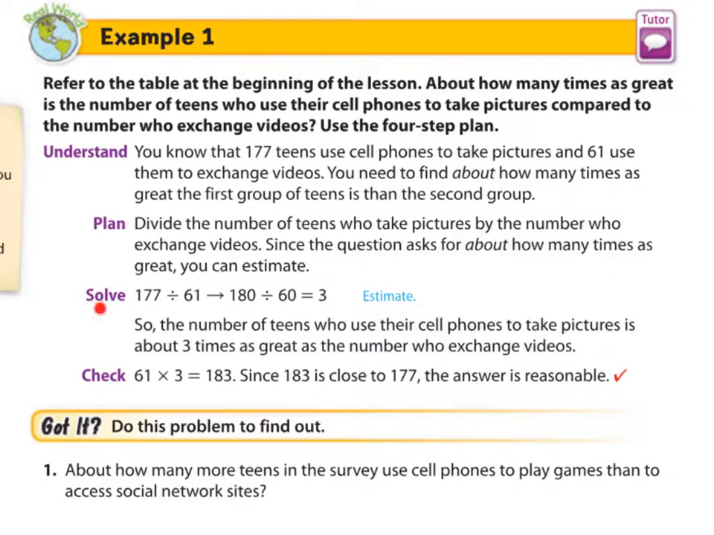Just make an estimate. So we have 177 divided by 61. You can change 177 to 180, change 61 to 60, and you get about 3. Well, 180 divided by 60 is 3, but here it is about 3. So the number of teens who use their cell phones to take pictures is about 3 times as great as the number who exchange videos. Check. 61 times 3? Yeah, it's 183. Since 183 is close to 177, the answer is reasonable.